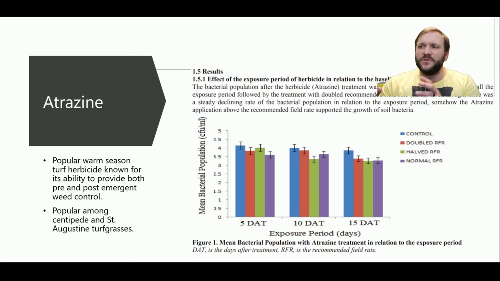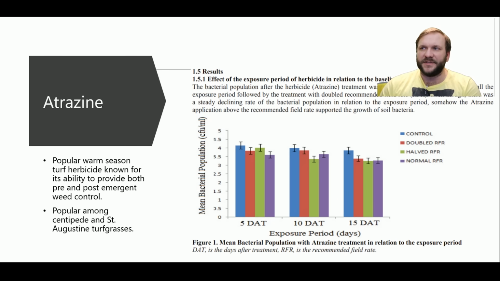And what was pretty unique about this experiment here is that it shows what happens, this is to bacteria, based on a few different rates. You'll see a double recommended rate. So this is going to be double label rate at 5 days after treatment, 10 days after treatment, and 15 days after treatment. Then we'll see what a half rate looks like. And then we'll see what just a normal recommended rate looks like.